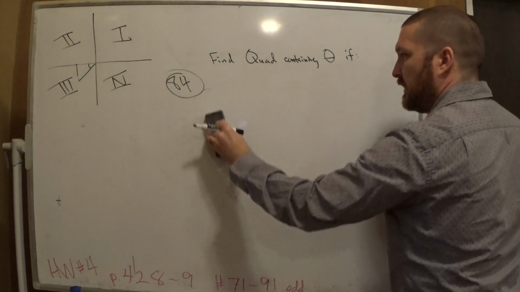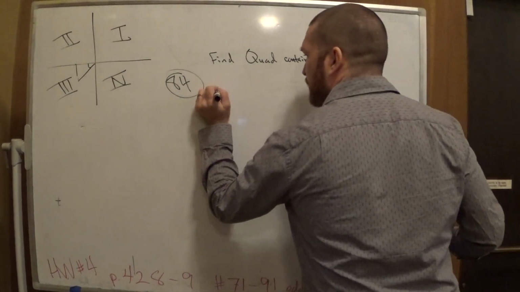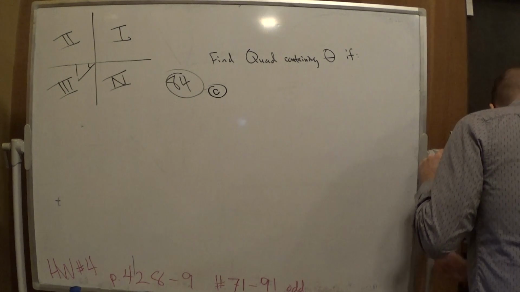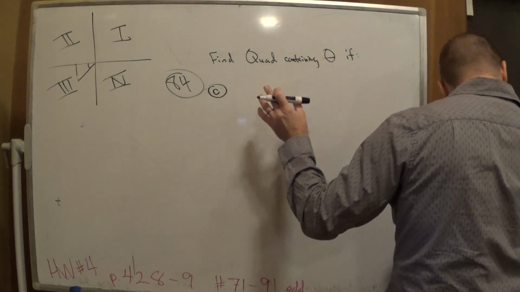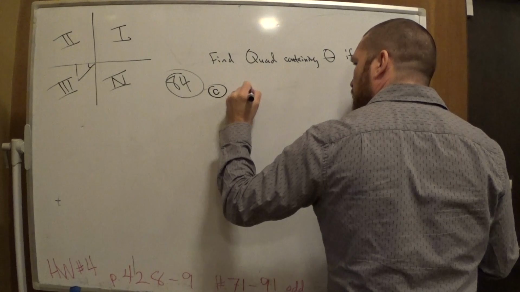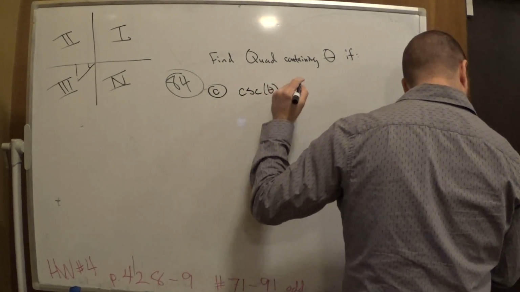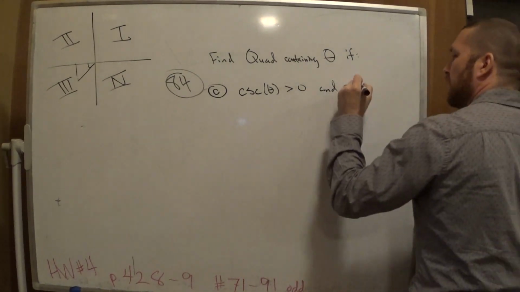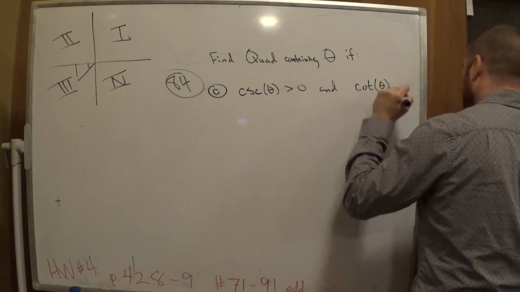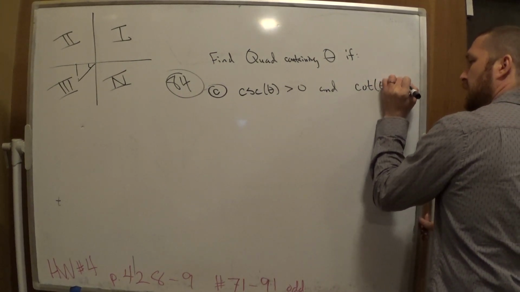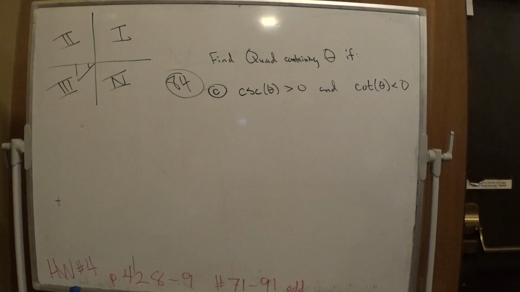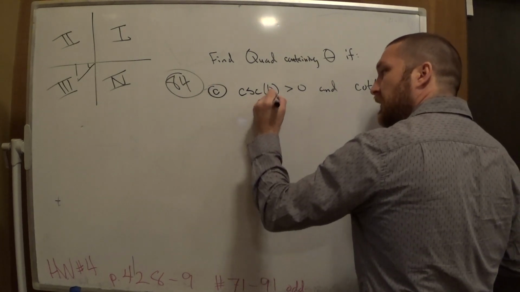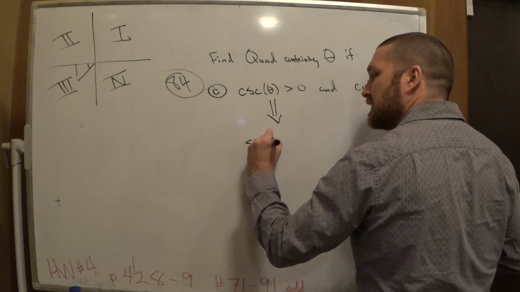Same type of question. Still number 84, letter C. It says, find the quadrant containing theta if cosecant theta is positive and cotangent theta is negative. Again, one of these is easier to figure out than the other. If cosecant is positive, then sine has to be. So this means that sine must be positive.